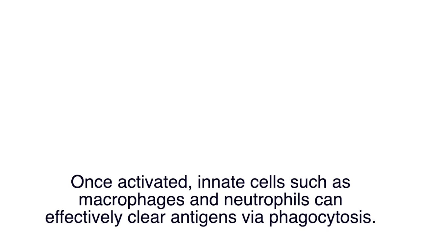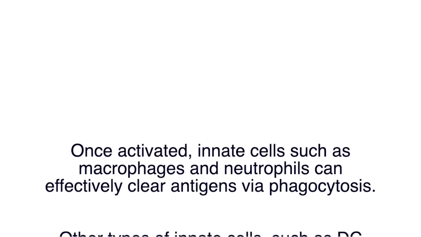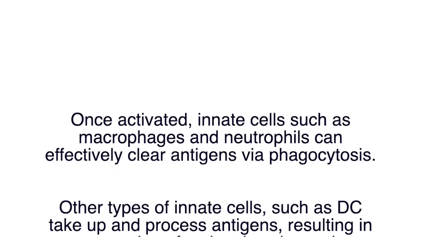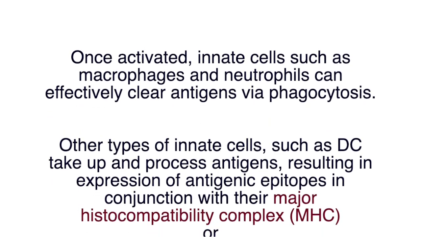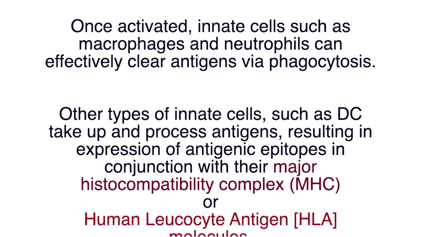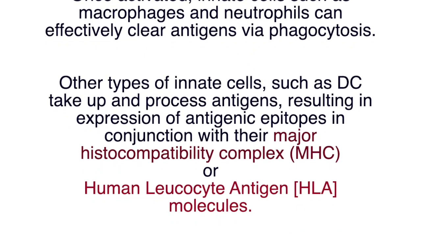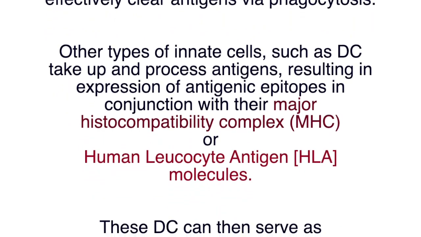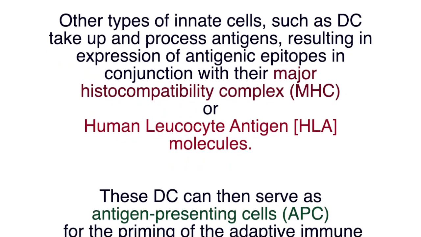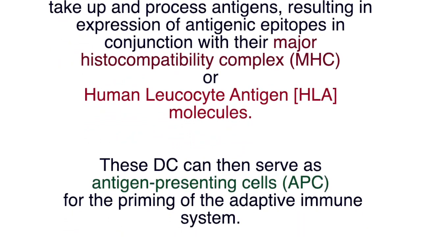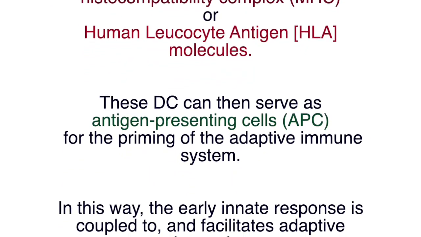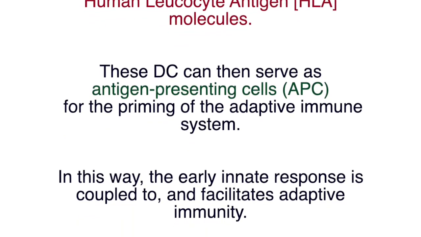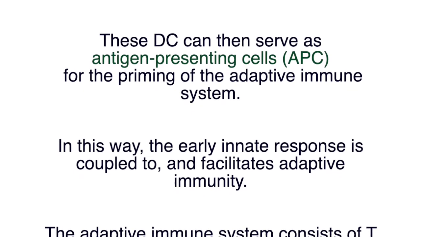Once activated, innate cells such as macrophages and neutrophils can effectively clear antigens via phagocytosis. Other types of innate cells such as dendritic cells take up and process antigens, resulting in expression of antigenic epitopes in conjunction with their major histocompatibility complex or human leukocyte antigen molecules. These dendritic cells can then serve as antigen presenting cells (APC) for the priming of the adaptive immune system. In this way, the early innate response is coupled to and facilitates adaptive immunity.